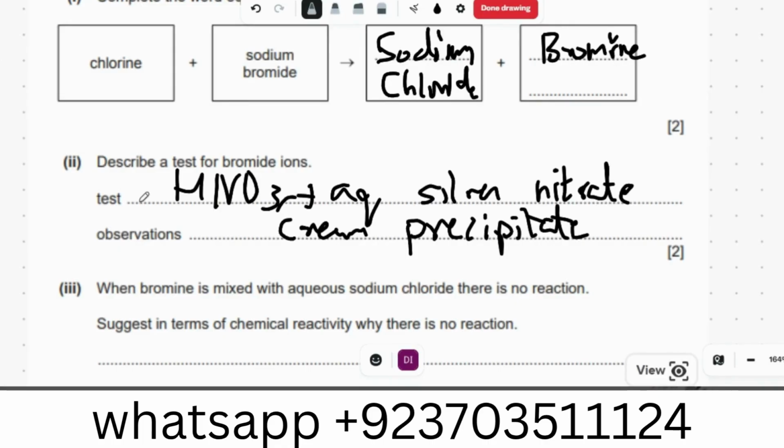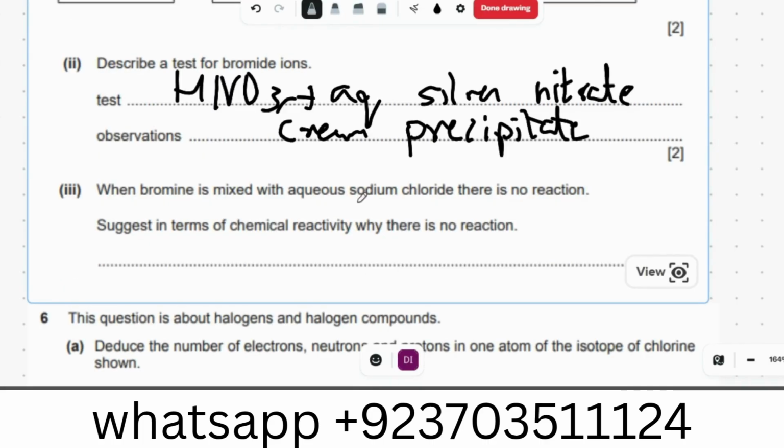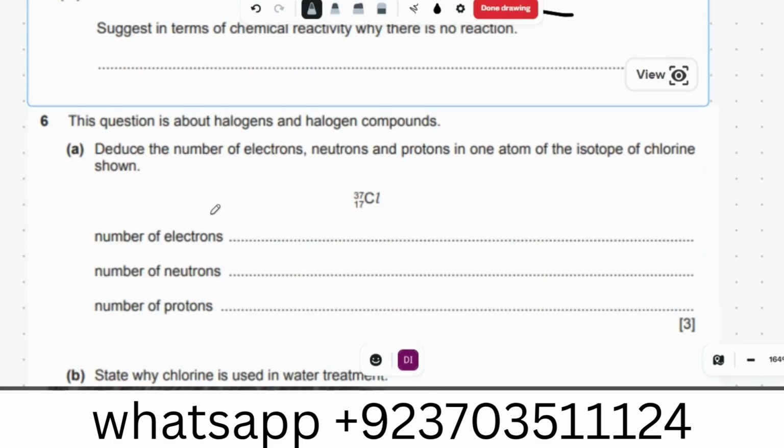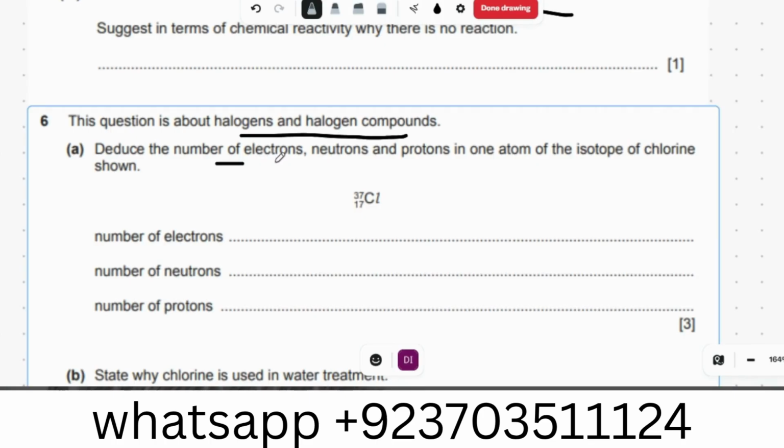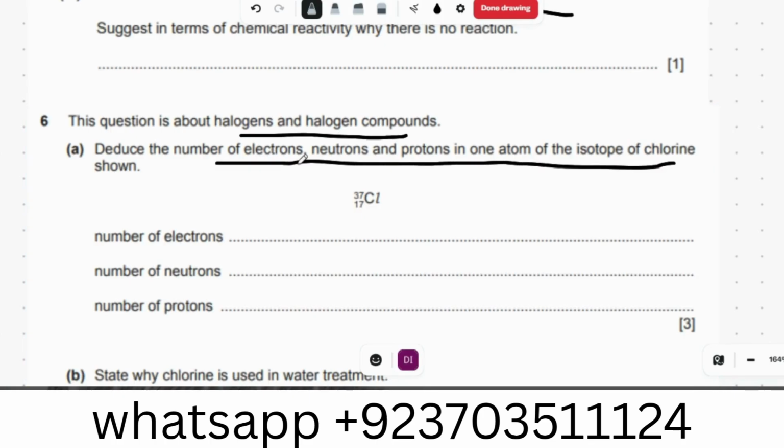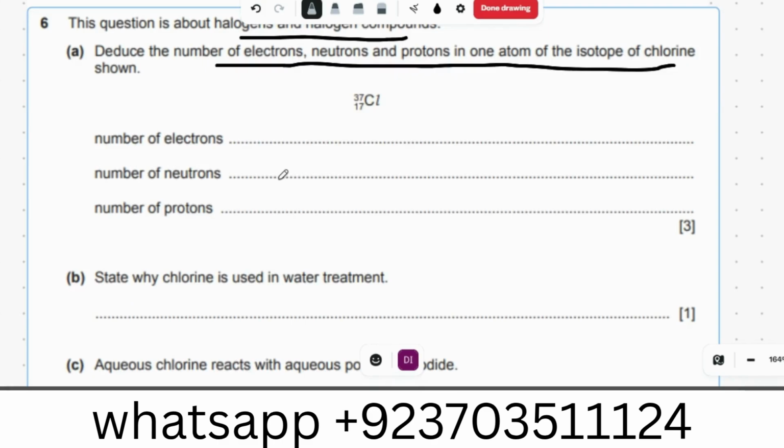Okay. When bromine is mixed with aqueous sodium chloride, there is no reaction. Bromine is less reactive than chlorine, so it cannot replace it. Okay. Question number six is about halogens and halogen compounds. Deduce the number of electrons, protons, and neutrons in one isotope of chlorine, that is 37 and 17. So it has 17 electrons, 20 neutrons, and 17 protons.